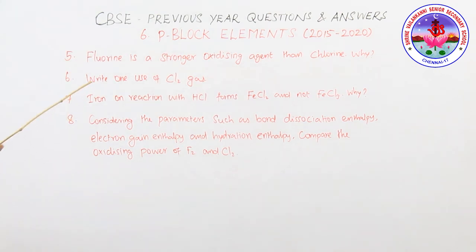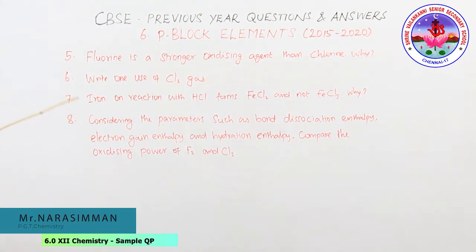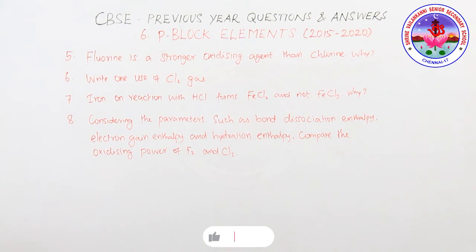Then write one use of chlorine gas. The chlorine gas is used as a disinfectant. You can use it as a bleaching agent also. So for one use of chlorine gas you can write: it is used as a bleaching agent and as a disinfectant. Okay, then the third question.